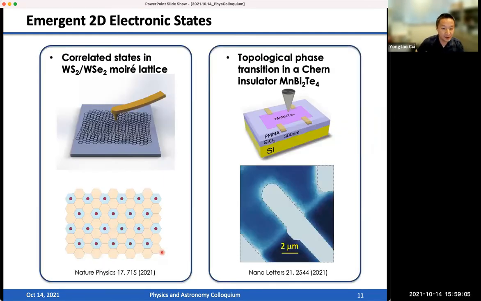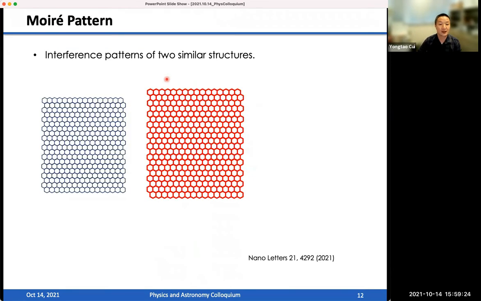Okay, so that brings me to the two case studies I'm going to talk about today. The first is the Moiré superlattice. We're going to explore some of the correlated physics that can be enabled in this Moiré superlattice. Okay, so first of all, what is a Moiré superlattice? That is actually a simple geometric effect. It's just the interference pattern of two similar structures.